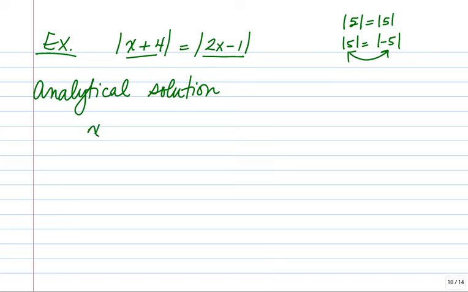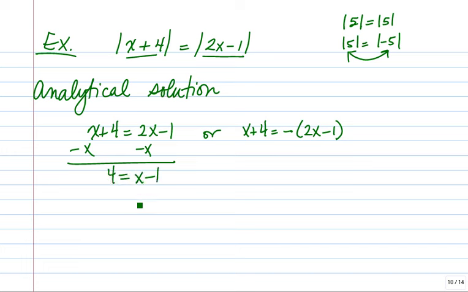We would have to say that x plus 4 has to equal 2x minus 1, or x plus 4 has to equal the opposite of 2x minus 1. So notice that one quantity, that x plus 4, stays the same. We write the same expression for the first absolute value, and for the second we write the opposite. We don't change both of these values when we write that second equation involving the opposite. So now if we solve this, we just solve a linear equation to get 4 is equal to x minus 1. So one solution is 5.